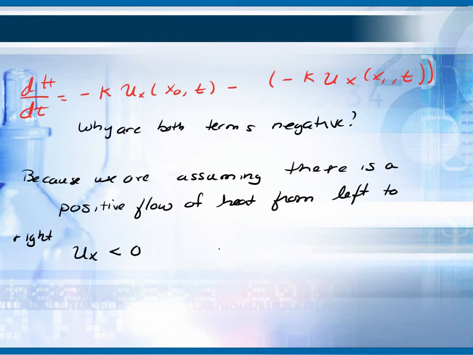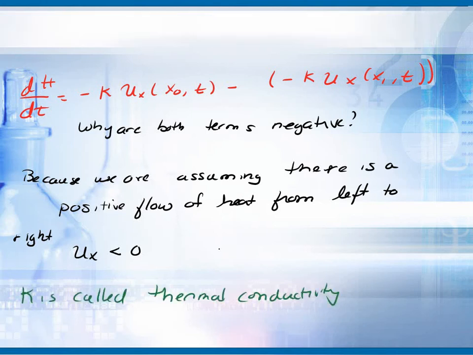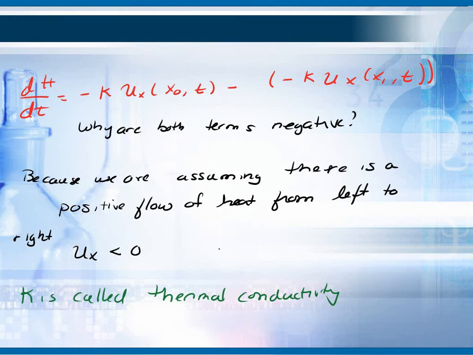So why are both of these terms negative? It's because we're making an assumption that there's a positive flow of heat from left to right. So then the first derivative with respect to space is going to be negative. And K has a name, it's called thermal conductivity.